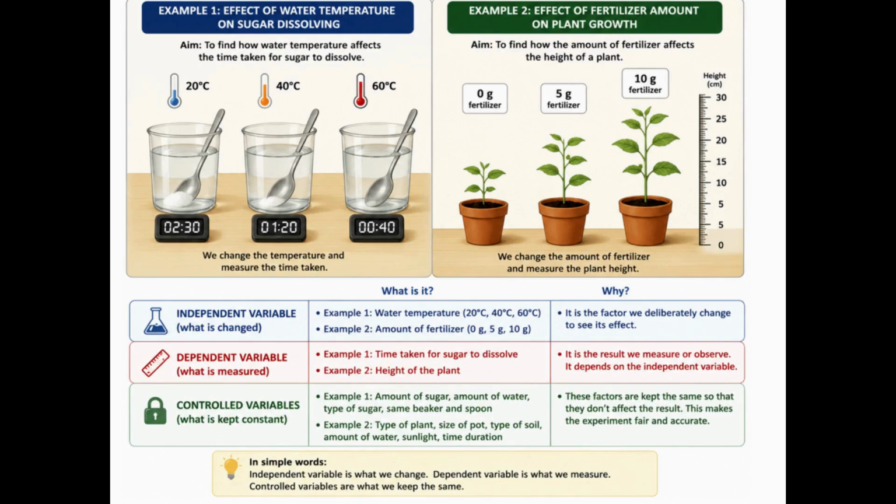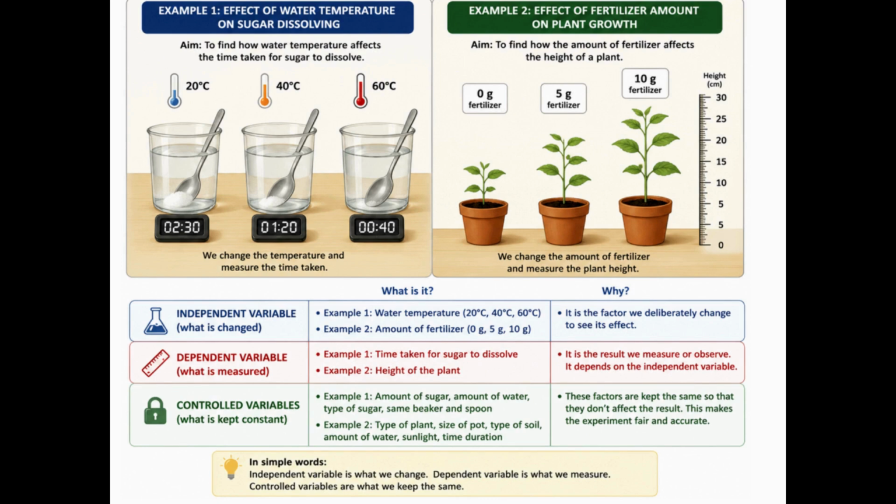Now let's understand with examples. Example 1. Effect of water temperature on sugar dissolving. In this experiment, we study the effect of water temperature on how sugar dissolves. Now students, what are we changing? We are changing the temperature of water. For example, at 20 degrees Celsius, sugar takes 2 minutes 30 seconds to dissolve. At 40 degrees Celsius, it takes 1 minute 20 seconds. And at 60 degrees Celsius, it takes only 40 seconds.